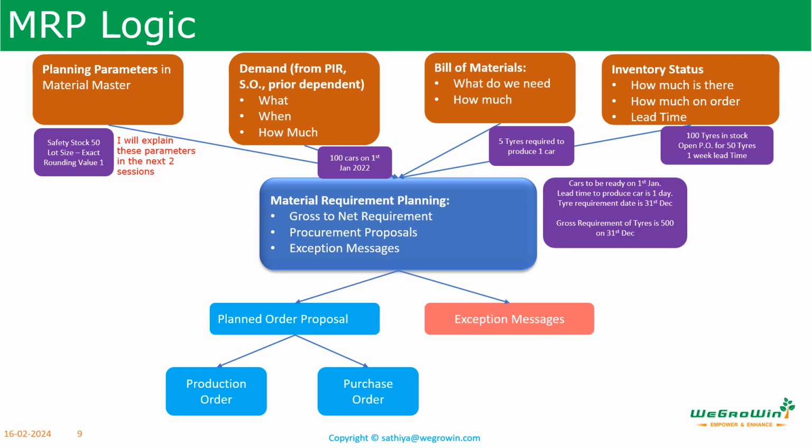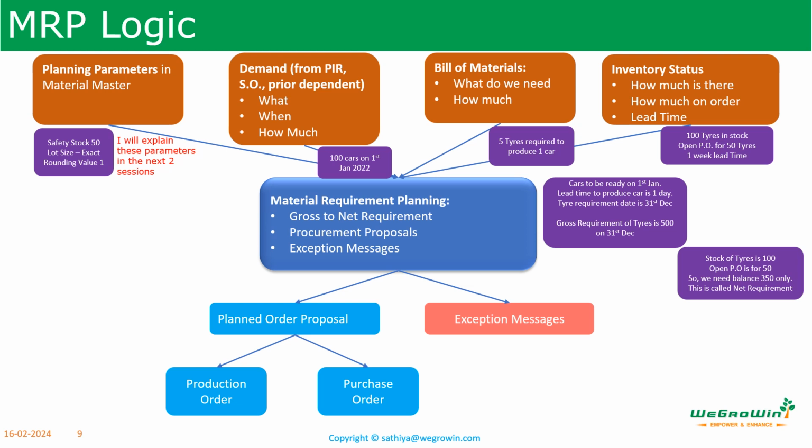Now based on these things, the system works out the gross requirement. We need 100 cars, which means we need 500 tires. And if the cars are required on 1st January, and the production lead time is 1 day, then on 31st December the car should be ready, which means we need a gross requirement of 500 tires on 31st December. At the same time, we have stock of 100, and also an open purchase order of 50, so 500 minus 100 minus 50, we need only 350 tires.